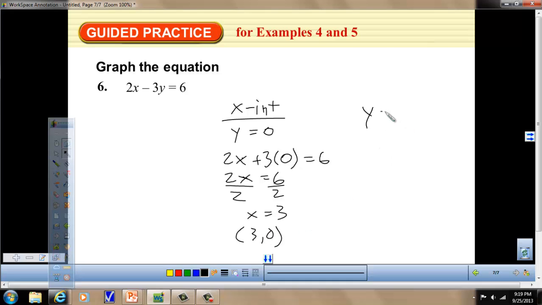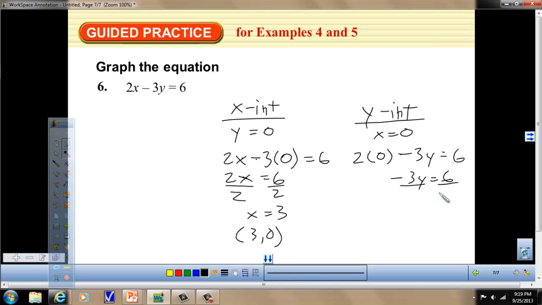And for our y-intercept, we know that x is equal to 0, so we're going to plug in 2 times 0, and this should have been minus as well, but it didn't make a difference. Minus 3y is equal to 6. Again, we have negative 3y equals 6, and dividing both sides by negative 3, we get y is equal to negative 2. This gives us the point 0 for x, negative 2 for y.